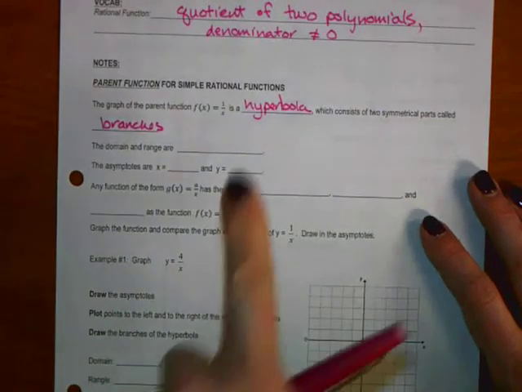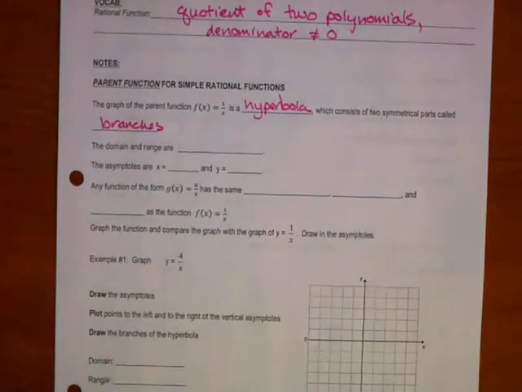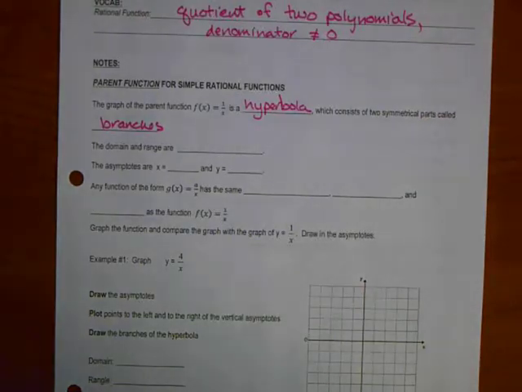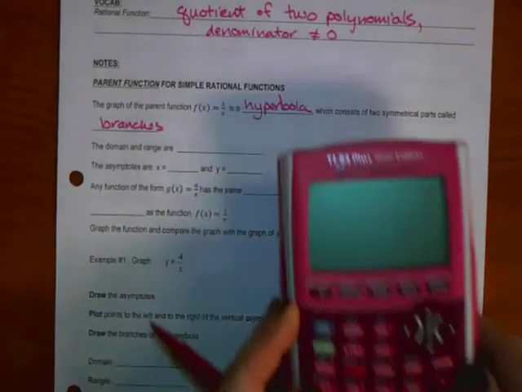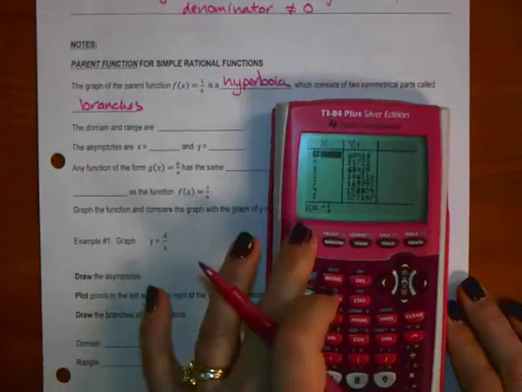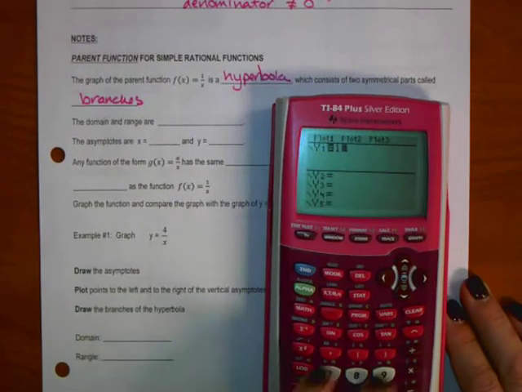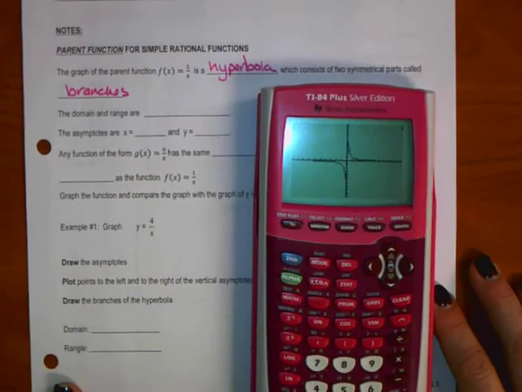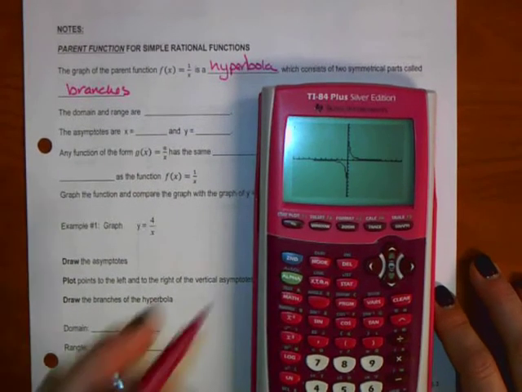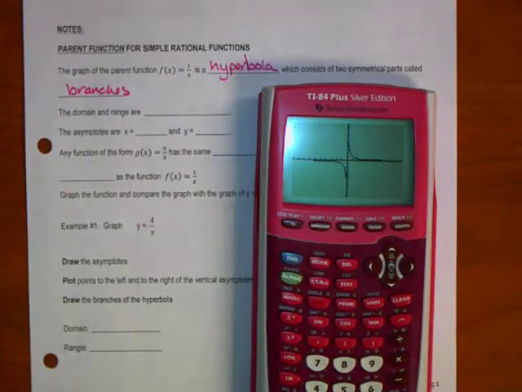If you have a calculator in front of you, you might want to try 1 over x, just to refresh your memory if you don't remember what a hyperbola is. Or you can just look at mine real quick. If I do 1 divided by x and I do the standard window, it's a hyperbola. There's two branches and they're symmetrical. Anytime you divide by a variable, it becomes a hyperbola like that.